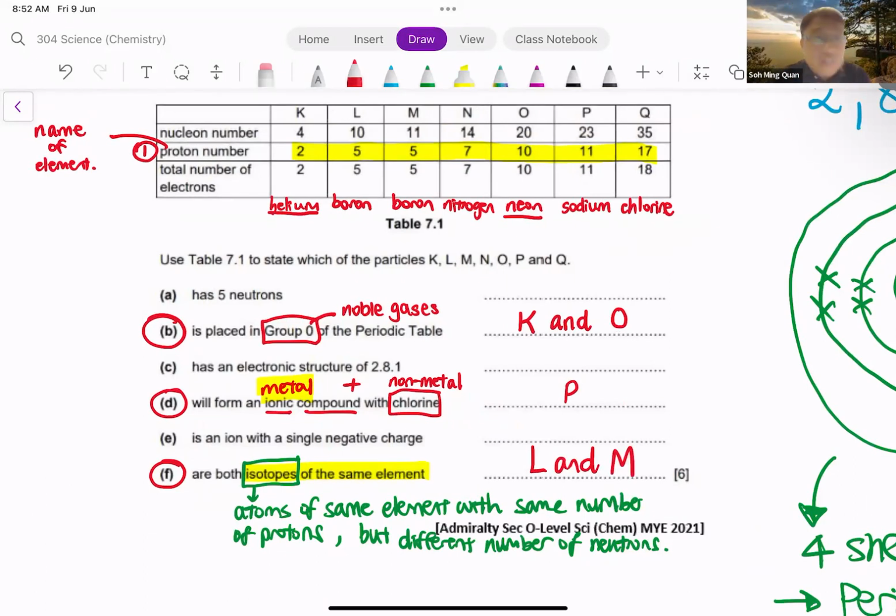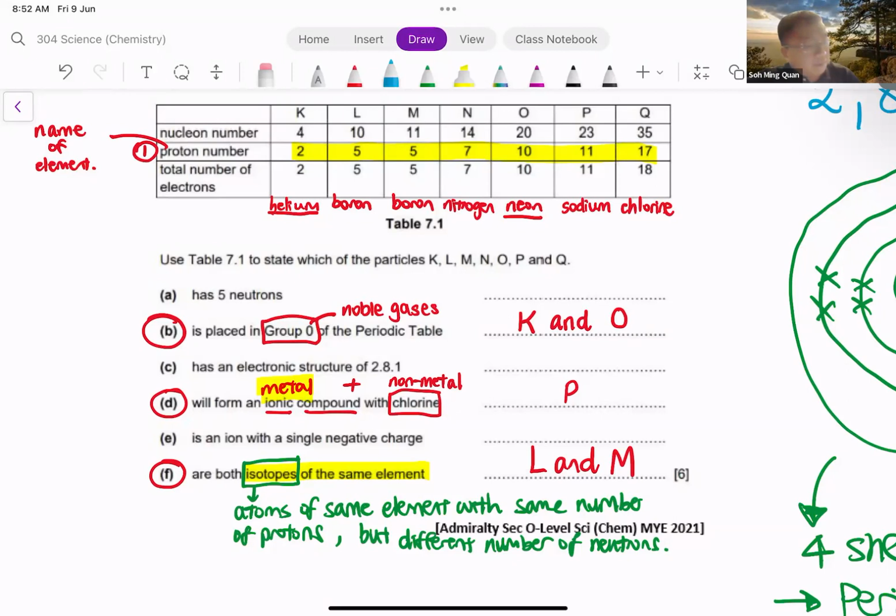Okay, so really, just based on the names of the elements, we have solved 3 out of 6 parts. Okay, so remember the first step when doing such a question is always to look at the number of protons and identify the element.